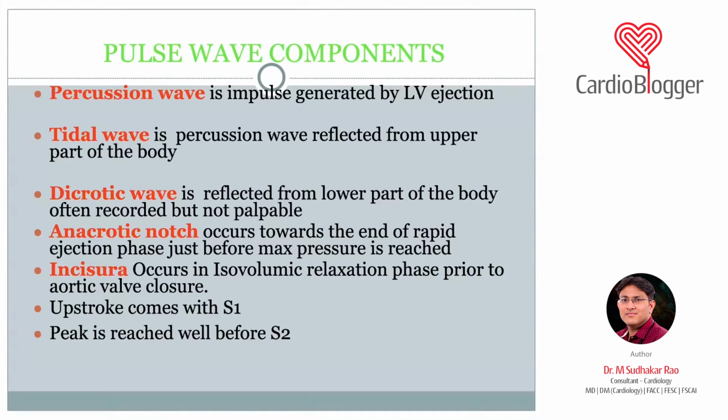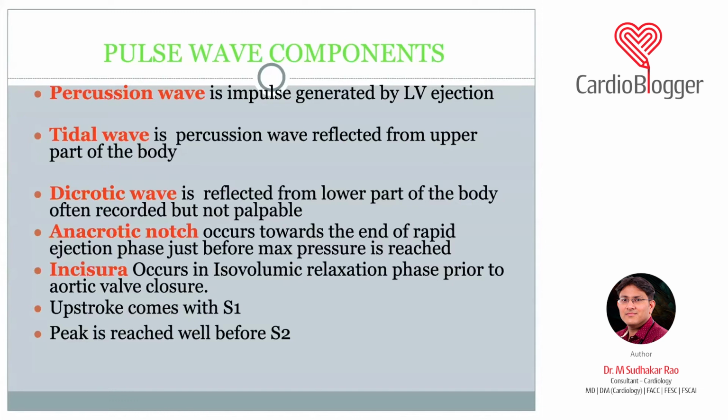It is usually aggravated or accentuated in patients with aortic stenosis, where there is a slow rising and late peaking pulse. So the anacrotic notch becomes more prominent. It occurs toward the end of the rapid ejection phase. So that is known as the anacrotic notch.